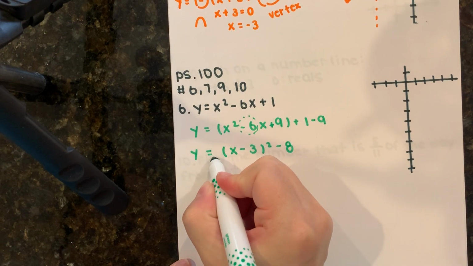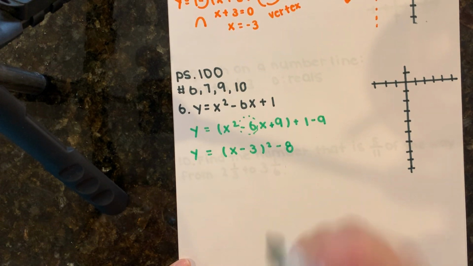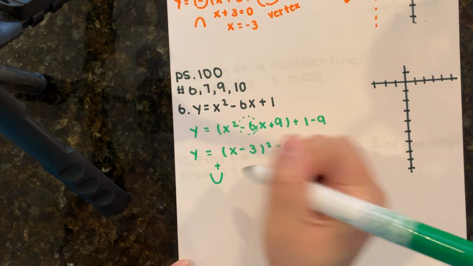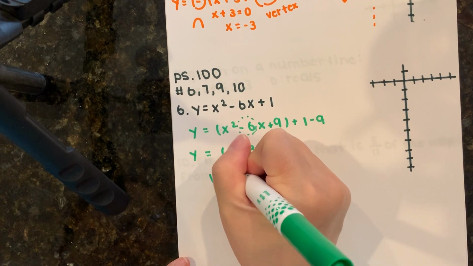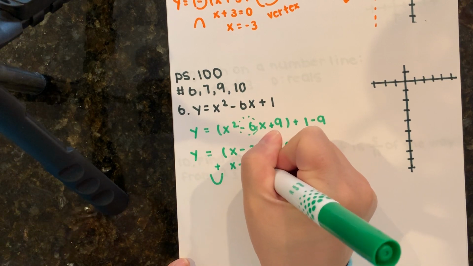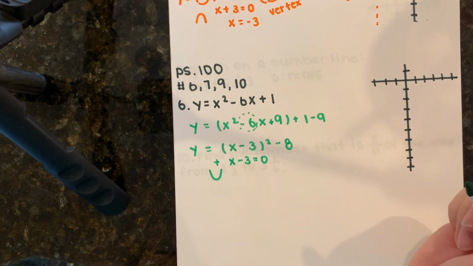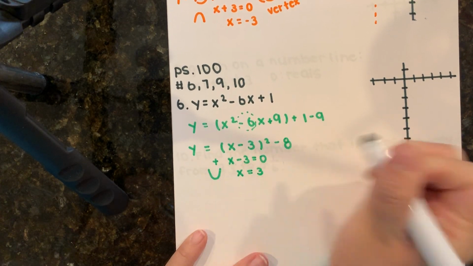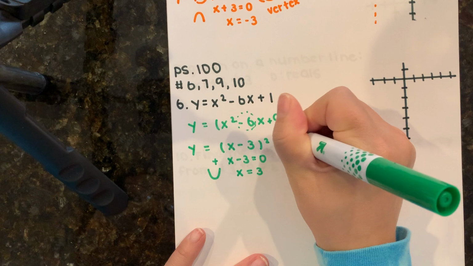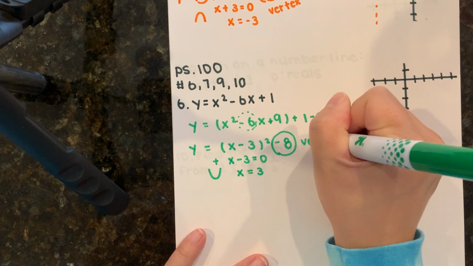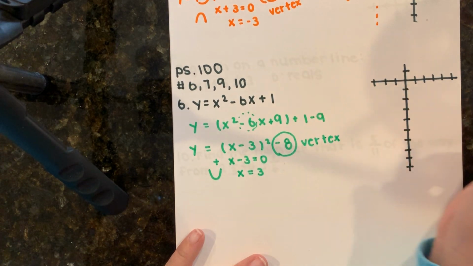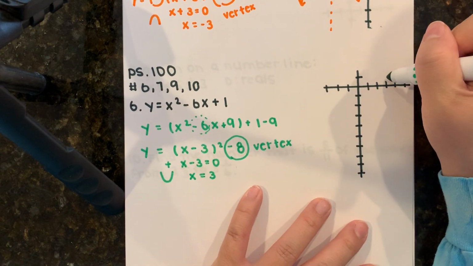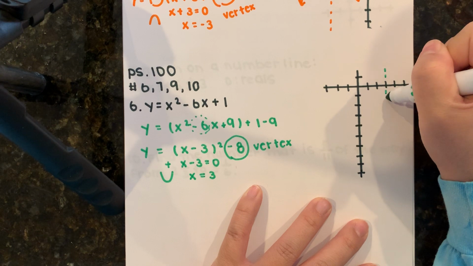And for this one, because you didn't factor anything out, it's a positive parabola, and it's going to face up like this. The x minus 3 is going to be your axis of symmetry, so you're going to set that equal to 0. So your axis of symmetry is going to be x is equal to 3. And this -8 will be your vertex, where you're going to start on the axis of symmetry. So if you go to your diagram, you're going to go to +3 and you're going to make a dotted line.